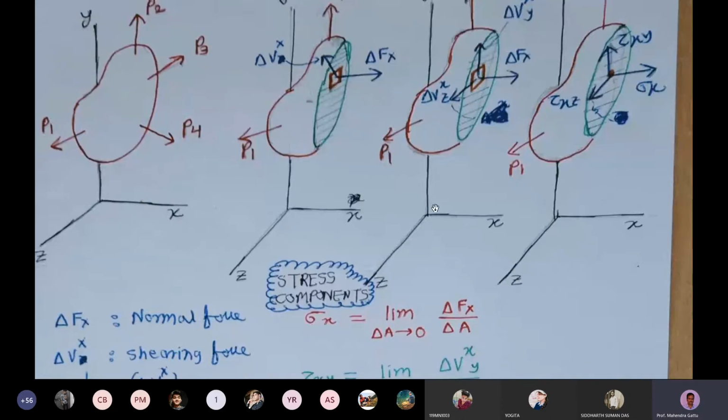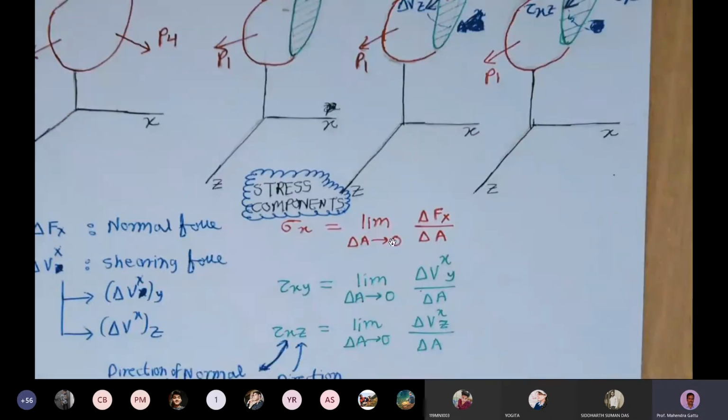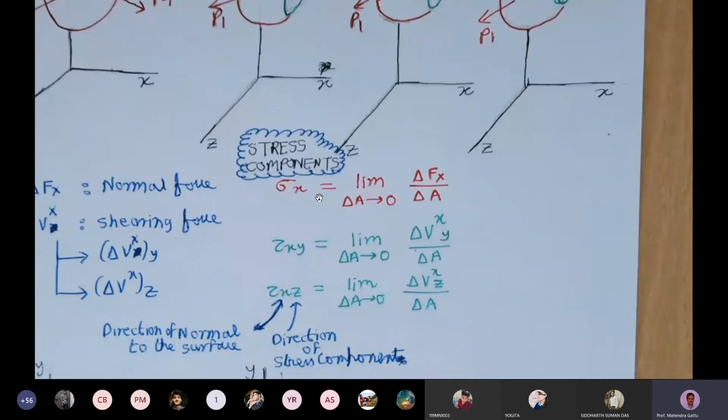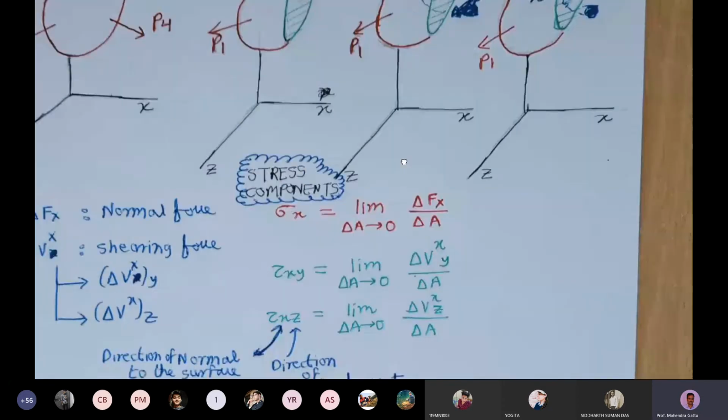The first stress component is defined like this. Sigma x is equal to delta Fx by delta A, in the limit delta A tends to 0. That means the area is shrinking and going to zero size. So this is the sigma x component, and we can have two more components, delta Vx y component and delta Vx z component.